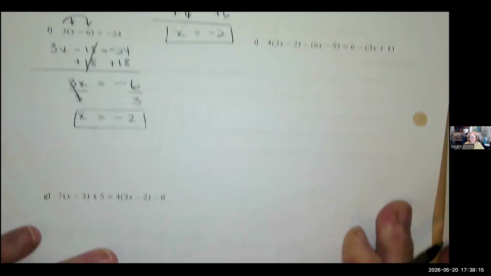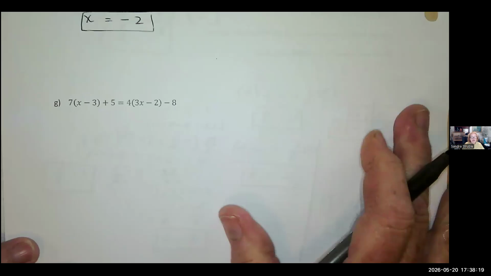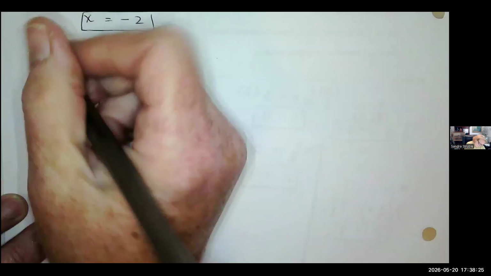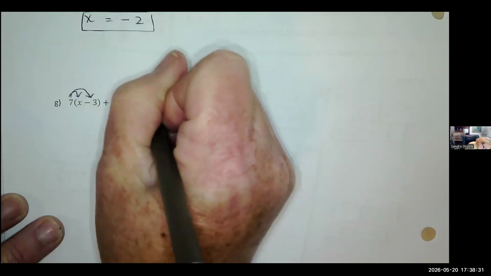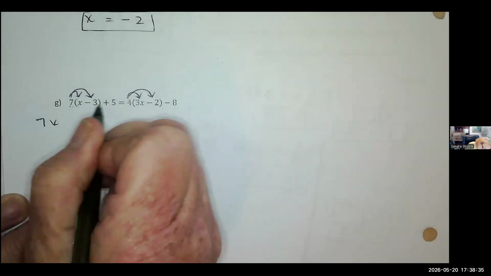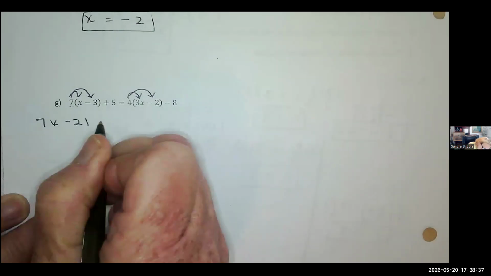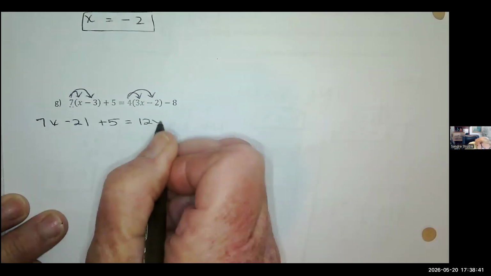All right, this one you cannot do what I just did. You have to distribute. No other options here. So 7 times x, 7 times -3, and then I'll have to do 4 times 3x and 4 times -2. 7 times x is 7x. 7 times -3 is -21. Bring down your +5. 4 times 3x is 12x. 4 times -2 is -8. And bring down your -8.